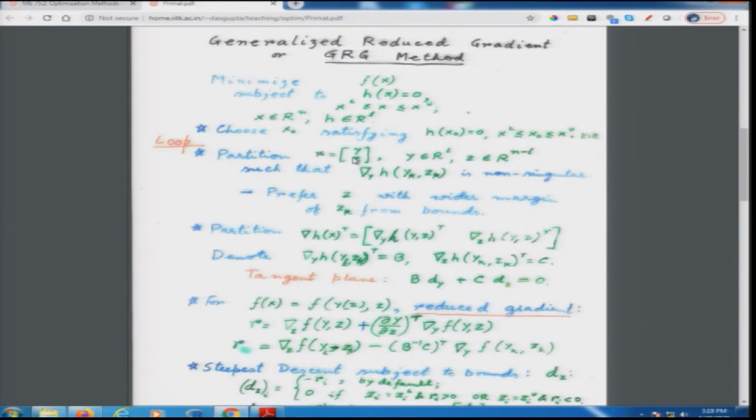So, it is the z variables in which you will really conduct the search, in which you would like to move around, and therefore, it will be a better thing to have more freedom in the z variables. So, that is why you should prefer y such that this is invertible, and you should prefer z such that the z k's are away from the bounds as much as possible. By this you can make a good choice, and it is not necessary that you make the best choice here, any good choice will do, fine. Now that you have partitioned the variables, you partition the grad h also like this, and we use a little figure to have a sort of understanding of what is happening here.